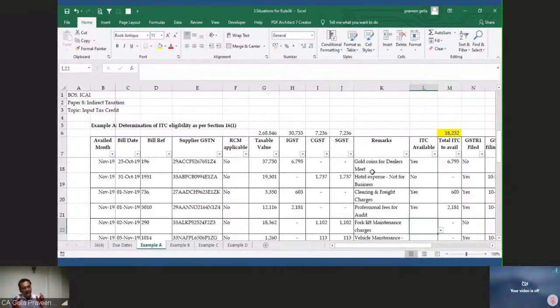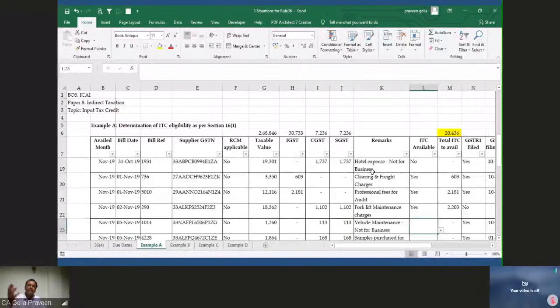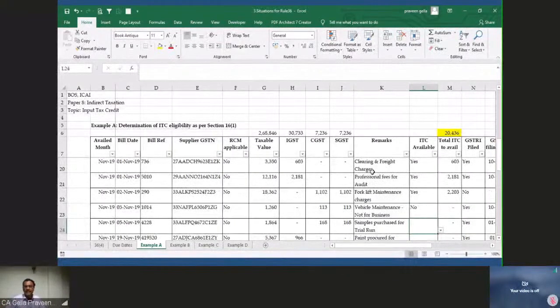Forklift maintenance charges: when I use something in my business, upkeep and maintenance, like a laptop whose battery is not working, plant and machinery kind of thing, yes, it is eligible. Vehicle maintenance, not for business, probably for personal use of an employee or managerial person. The moment they say it is not meant for business, I would say no.